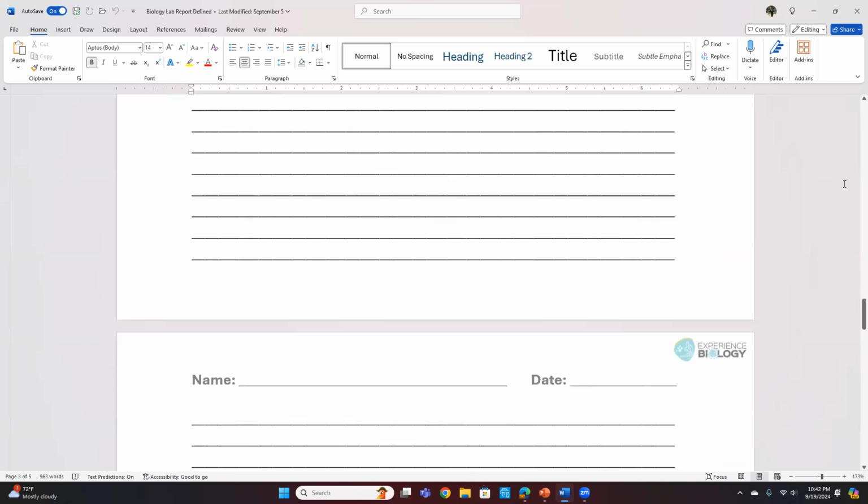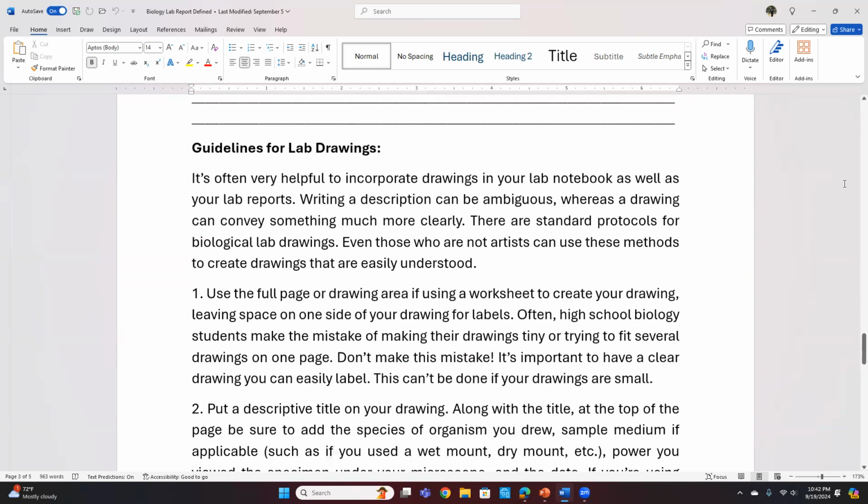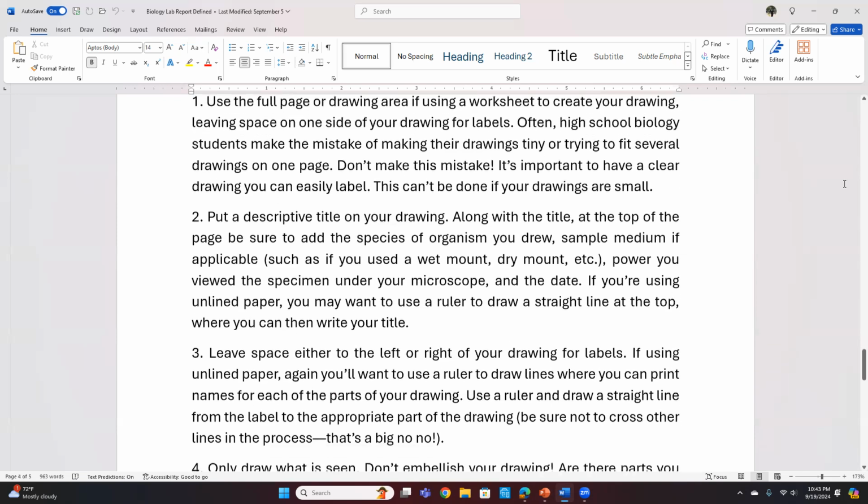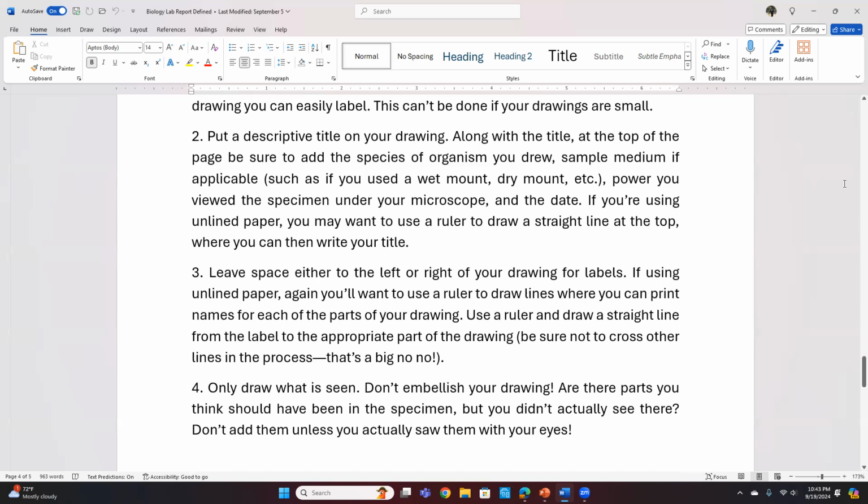The other part of this lab is going to be your drawings. Your drawings should be as detailed as possible. You should also include a title of what you were drawing, and the magnification at which you were viewing the particular specimens. You can use the sheets given to you in class to complete your drawings, or you can make your own sheet. That's totally up to you. When you're doing this drawing, you can even color it in. If what you saw was in color, you can sketch it in color as well, okay?